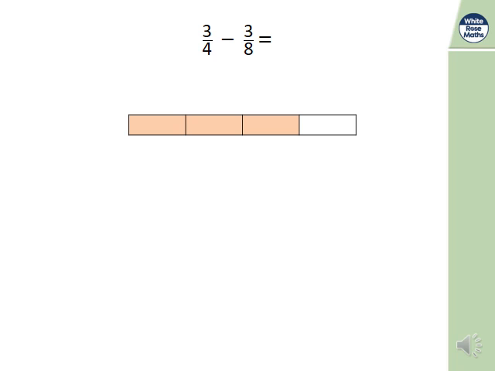We can see we have our 3/4 of our fraction bar, and we need to subtract 3/8 from this. Now that's quite tricky to do, so have a think, what could we do with the fraction bar to make it easier? What could we change one of these fractions to make it easier? I'll give you 5 seconds to have a think.